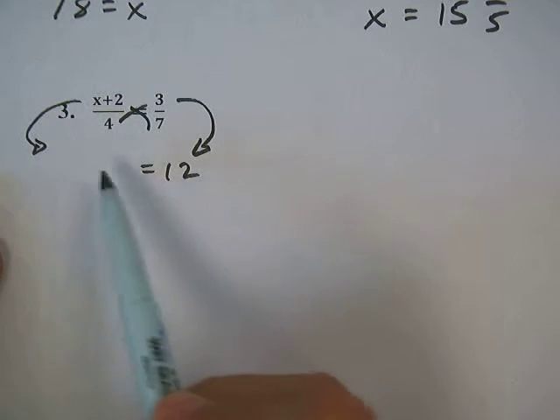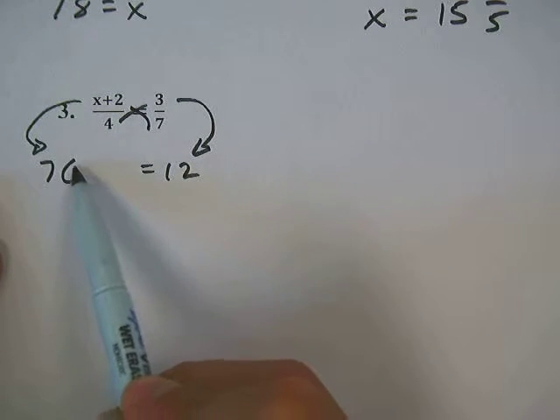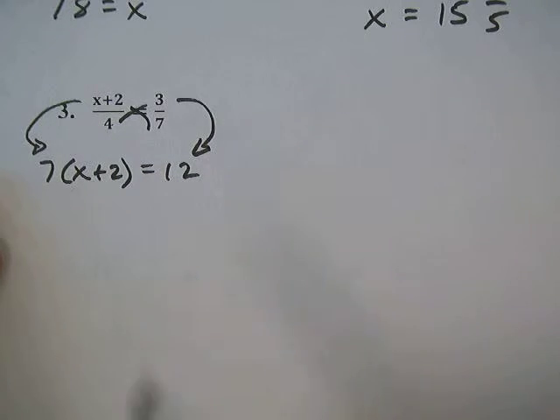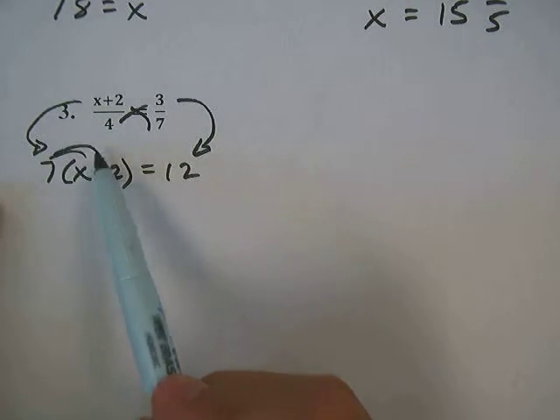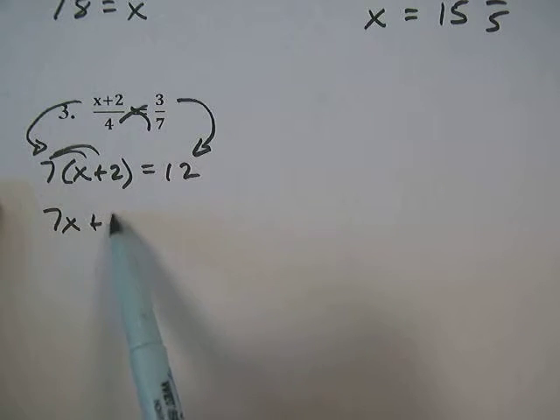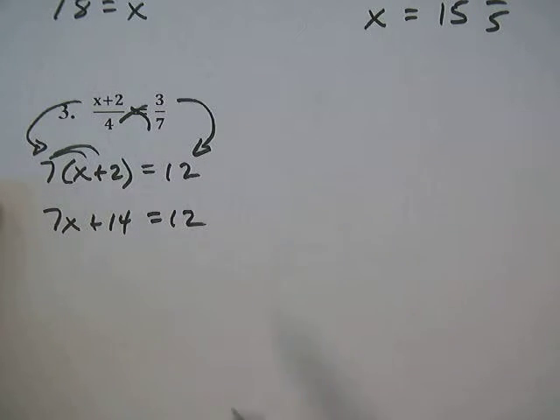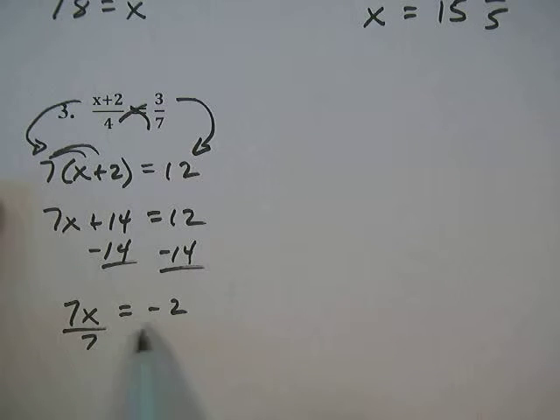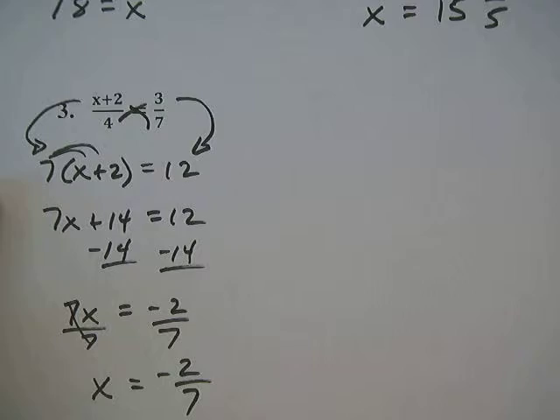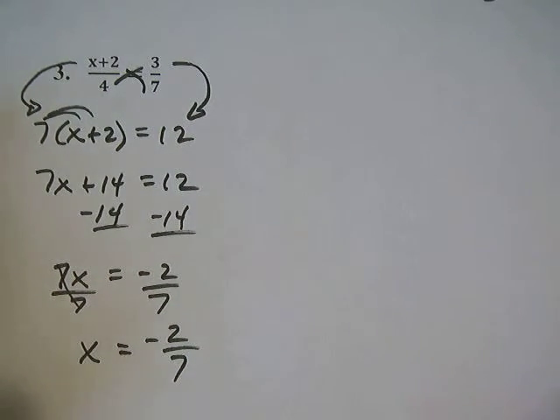Now here it's 7 times all of this. So how do you think we would write that? Well, we would write it as 7 times the quantity of x plus 2. And then I'd go through and I would distribute. 7x plus 14 equals 12. I would subtract 14. I get 7x equals negative 2. Divide by 7. And I get x is equal to negative 2/7.